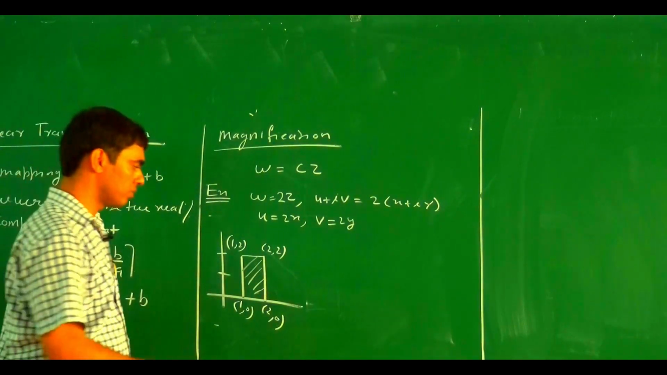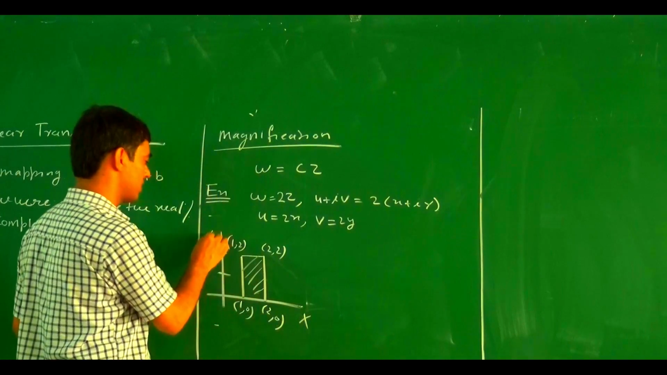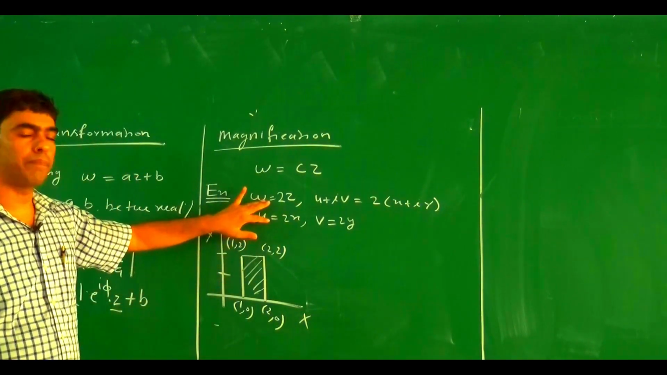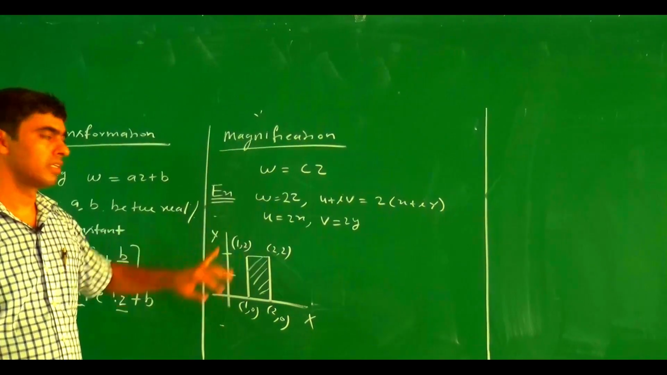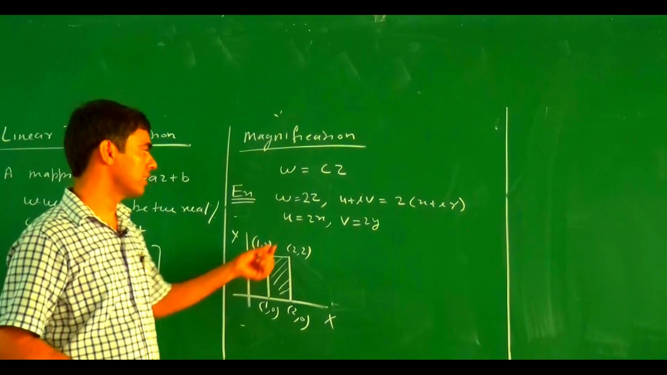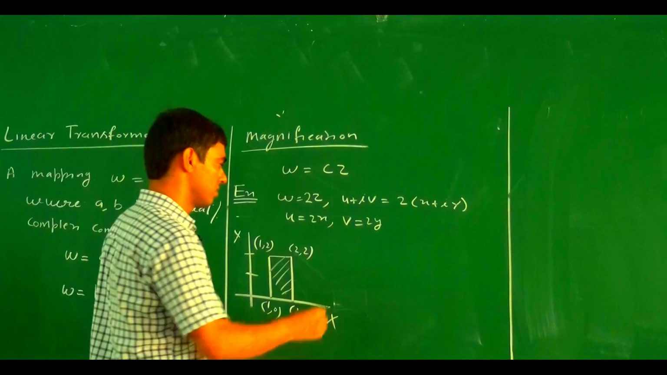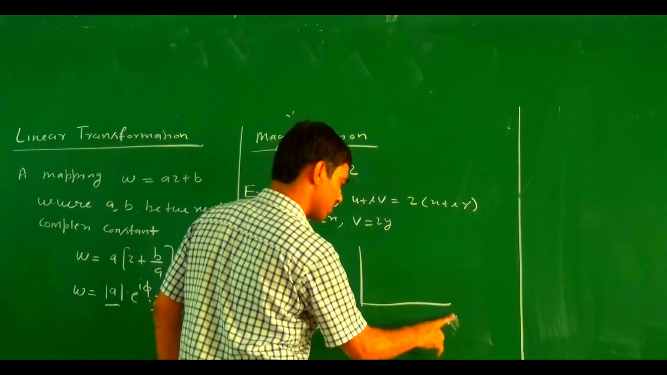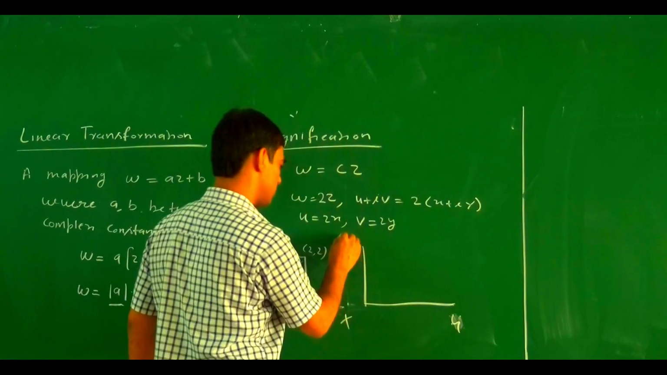Now this is the xy plane. Now we try to visualize what is the impact of this mapping. What is the impact of this mapping? u becomes 2x. So u becomes 2x, then what will happen here? This one is u and this one is v.